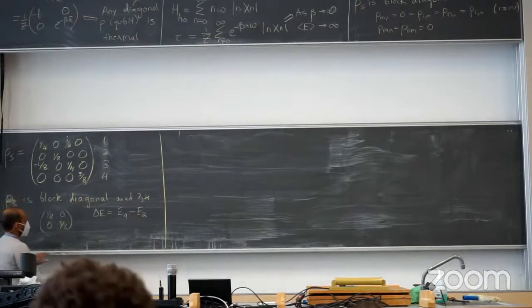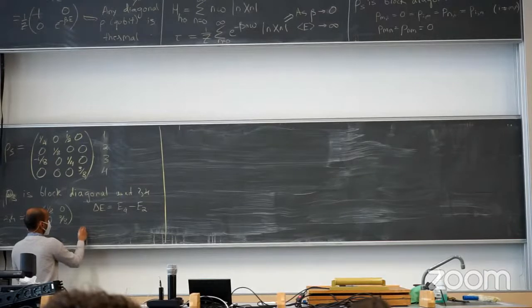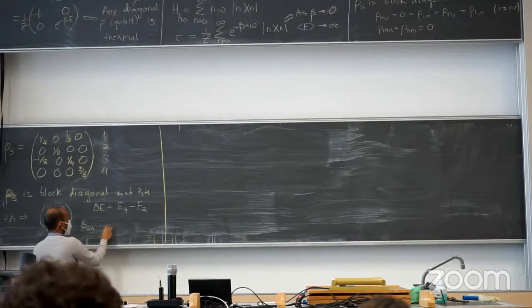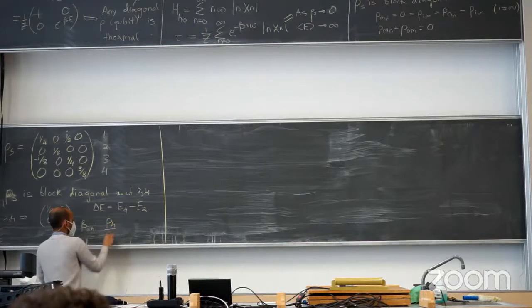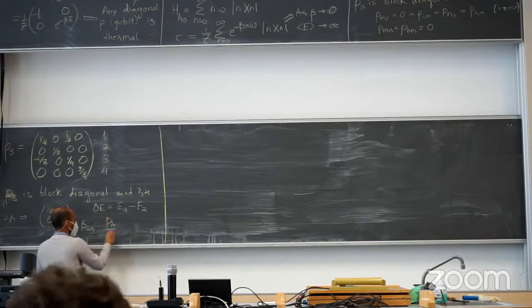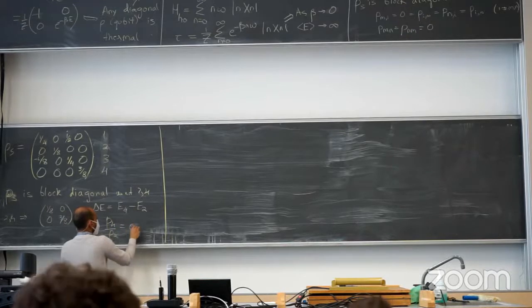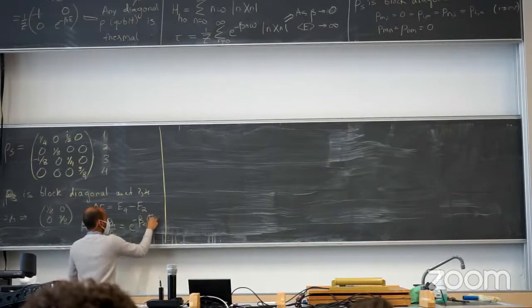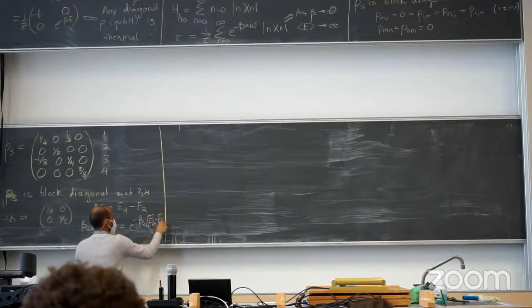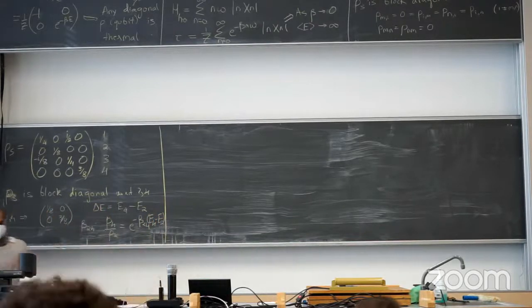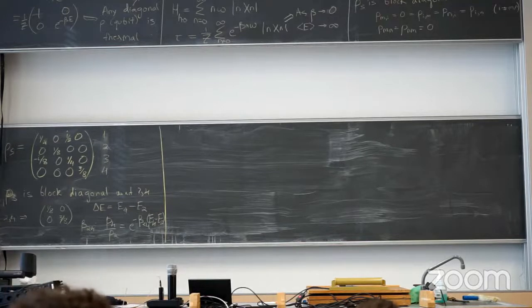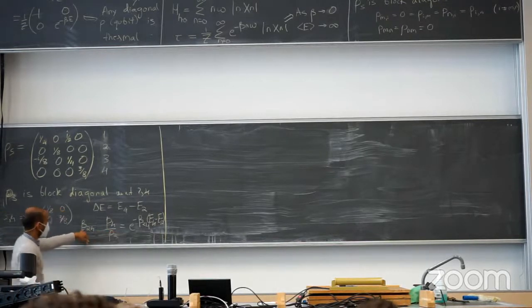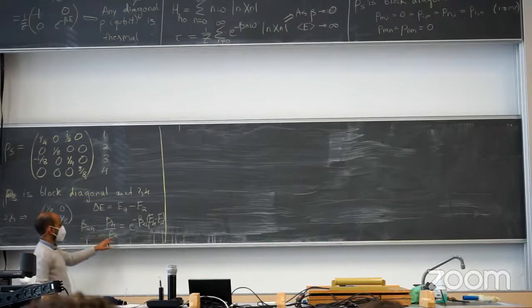And so I can define now a virtual temperature, beta 24, which is defined from the usual Gibbs ratio, P4 upon P2 is equal to e to the minus beta 24 (E4 minus E2). Now, it's very important. The one thing that's very easy to see is that the definition of the virtual temperature does not depend on whether I write 2 or 4 first.